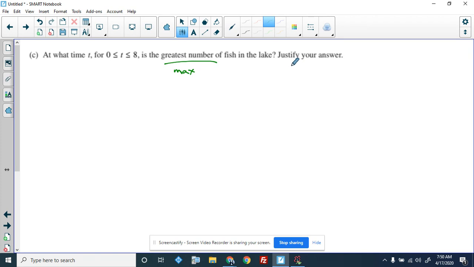There are a couple of ways to go about doing this problem. There's a long way and a short way. I'm going to go through it in a methodical way. So here's the deal. If I want the greatest number of fish in the lake, I'm trying to maximize the number of fish in the lake. So do I have a number of fish in the lake function? You don't really have that, right?